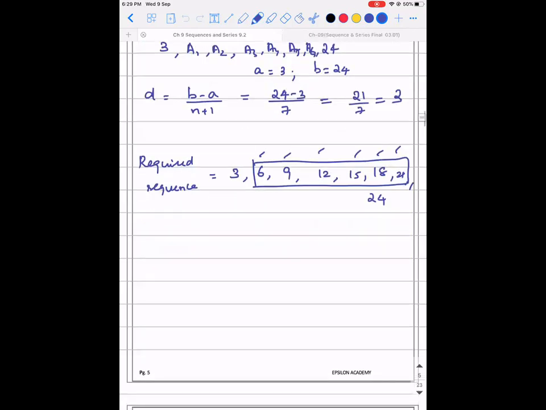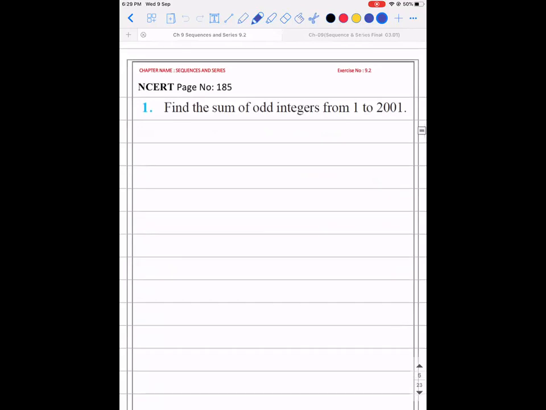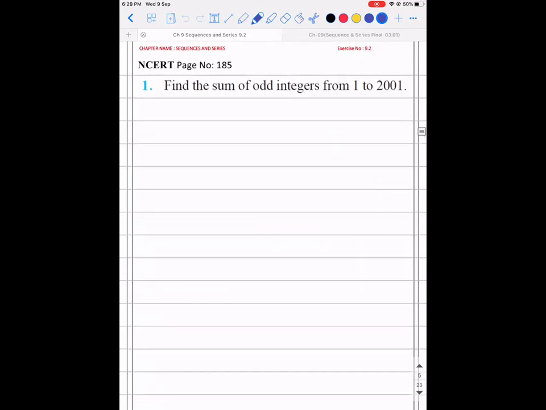Shall I move to the next one? Now see. Can I go a little fast? Yes, sir. So find the sum of odd integers from 1 to 2001. So given a is equal to 1, common difference is how much? 2, sir. So how many terms are there from 1 to 2001?